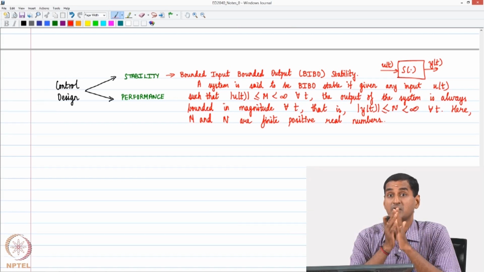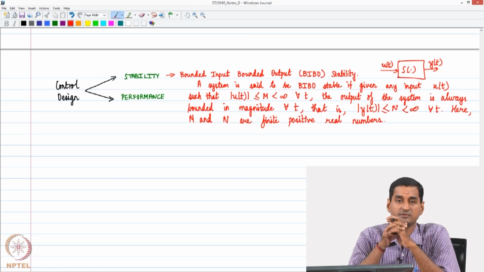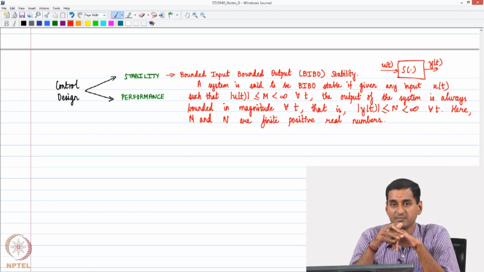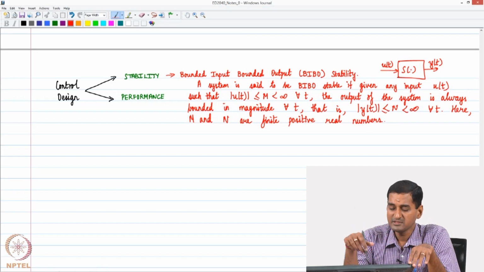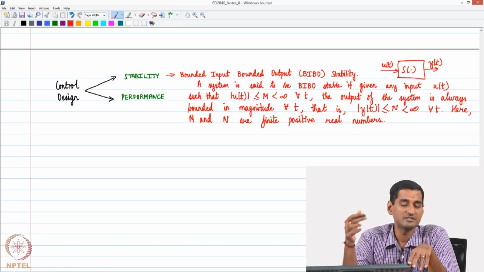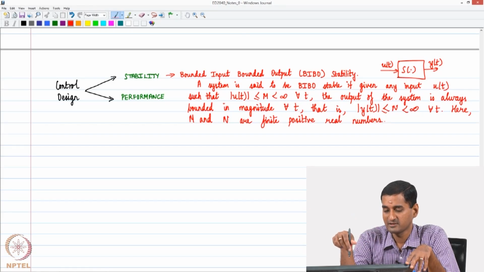These ideas are extremely important. When we design controllers, we want to ensure that the closed loop system that we design is first of all stable in this sense, and then it performs. And how do we get performance? For performance, we are going to use step response, impulse response, frequency response, and so on. We will learn about them as we go along. But this is something which is extremely important.